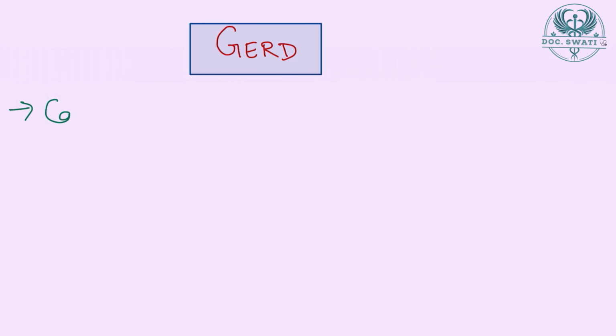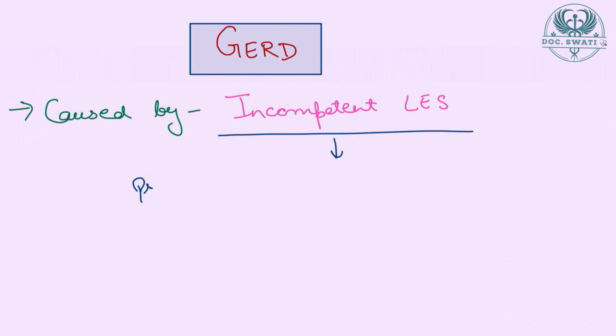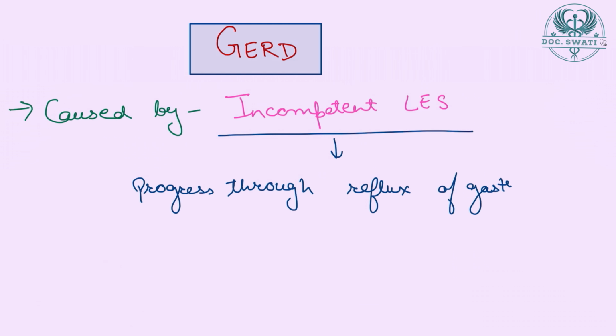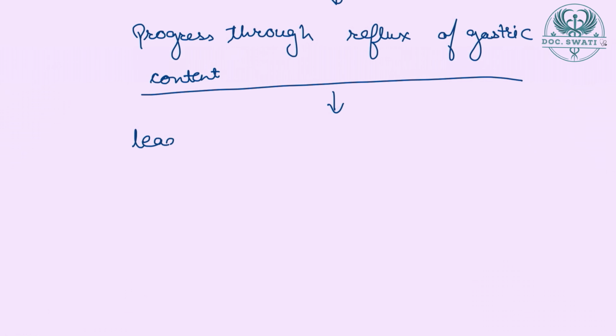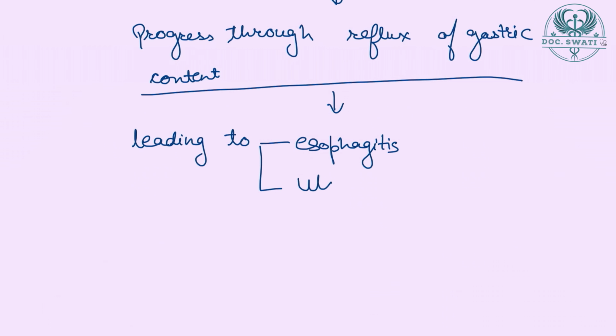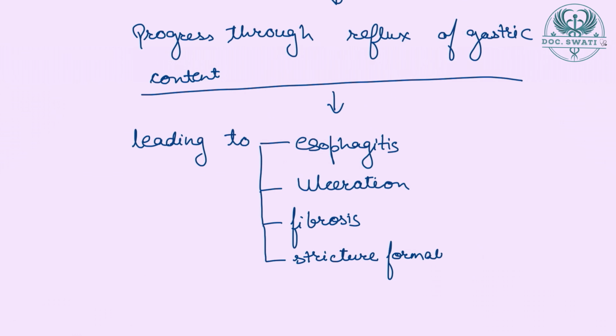So now let's move ahead and talk about the key features of GERD, gastroesophageal reflux disease. It is caused by an incompetent LES, which means lower esophageal sphincter, and progresses through reflux of gastric content leading to esophageal ulceration, fibrosis, stricture formation and potentially Barrett's esophagus and adenocarcinoma.